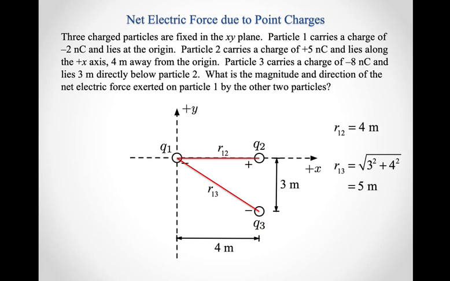Thinking ahead, I'm also going to need to think about an angle here: how far does the line between particle 1 and 3 lie below the x-axis? Because I've got an adjacent side that's 4 meters and an opposite side of 3 meters, I can use the inverse tangent. The inverse tangent of opposite 3 meters over adjacent 4 meters tells me that this angle theta, as I've defined it here, is 36.9 degrees. So this line lies 36.9 degrees below the x-axis.